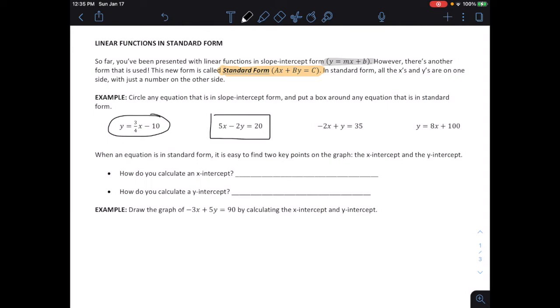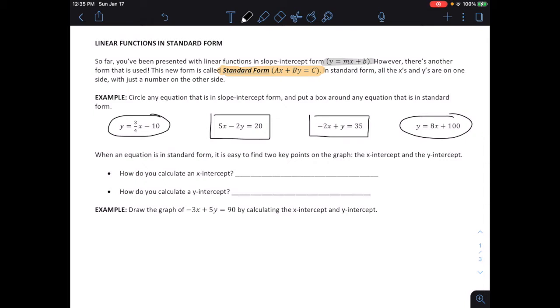The next one, very similar. Again, I'm going to notice that the x and y are on the left-hand side, just a number on the right-hand side. So that one is standard form as well. And then the last one, I'm going to notice a y equals, and then all I have to do is make sure that there's an x term followed by just a plain number, and I do have that, so I'm going to circle that one. Okay, so the first and last ones are slope-intercept form, and the middle two are in standard form.